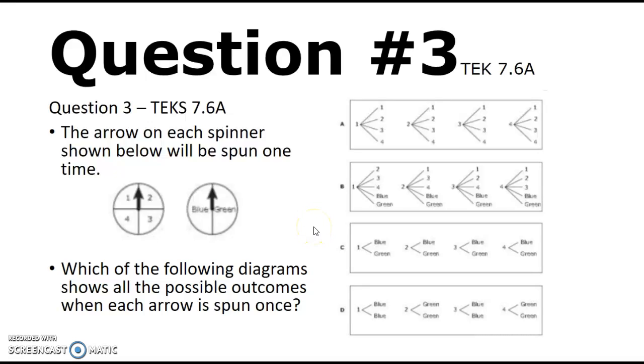Question number 3, TEAC 7.6a. The arrows on each spinner shown below will be spun 1 time. Which of the following diagrams shows all the possible outcomes when each arrow is spun once?